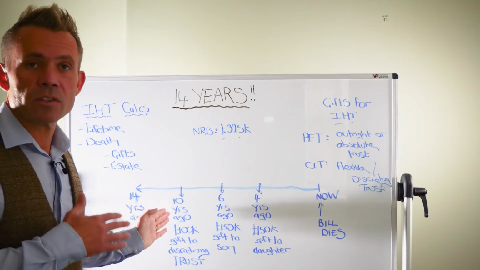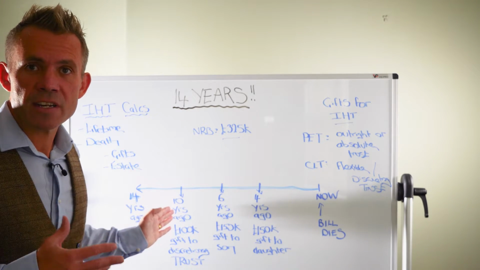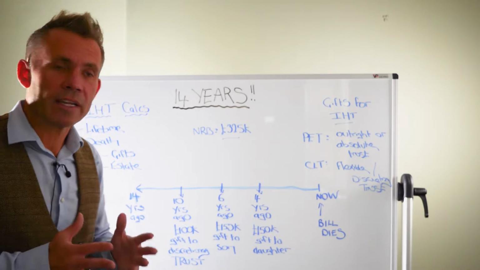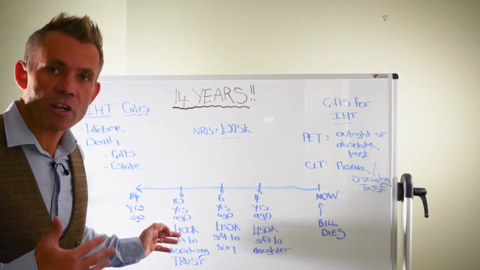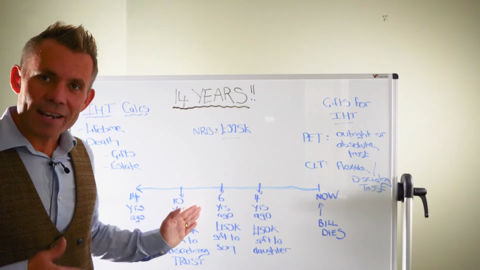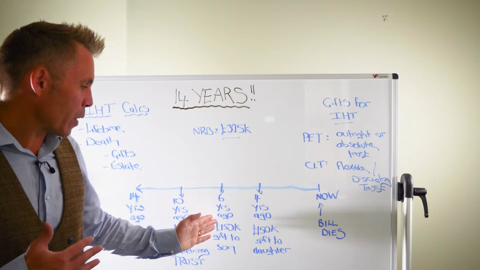So that is 10 years, so he survived the 7 years since that gift. So that is outside his estate completely, that gift that he made to the discretionary trust 10 years ago. So that's great. We move to the next gift 6 years ago.